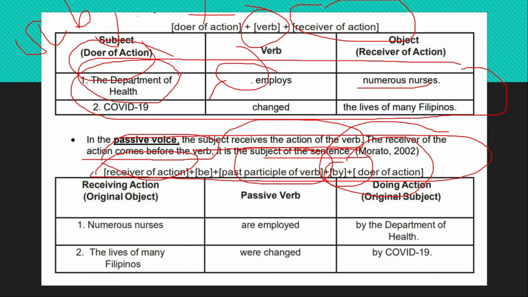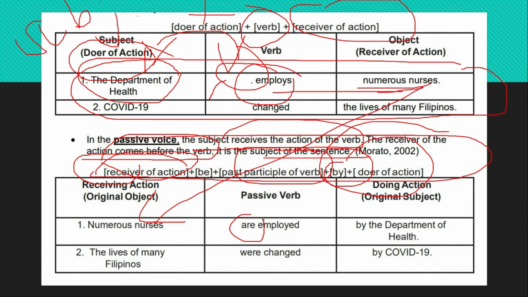A while back, the sentence, the Department of Education employs numerous nurses. In this sentence, the subject is the Department of Health and it does the action. On the other hand, if we convert it to a passive voice, it becomes like this. Numerous nurses are employed by the Department of Health. So we start with the receiver of the action, numerous nurses, and then plus the be verb, since it's plural and employs is in its present form, then we use are. Okay, take note of that.